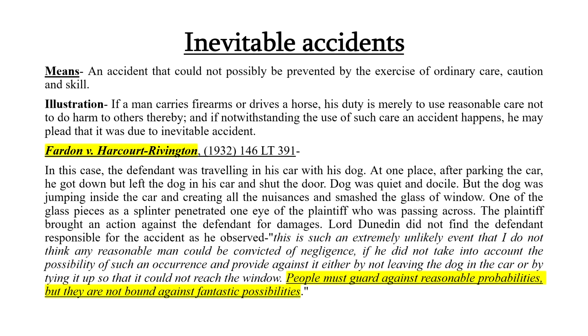The second case is Farden versus Harcourt Revington. Now, in this case what had happened is that the defendant had kept his vehicle with 4 windows locked on the side of the road, parked it, and inside the vehicle he left his dog. Now, usually the dog is known to be a calm dog, and it was not the first time that he has left the dog inside the vehicle with windows closed and parked and left for some work.